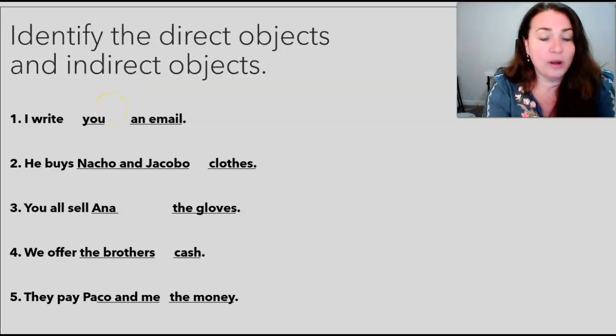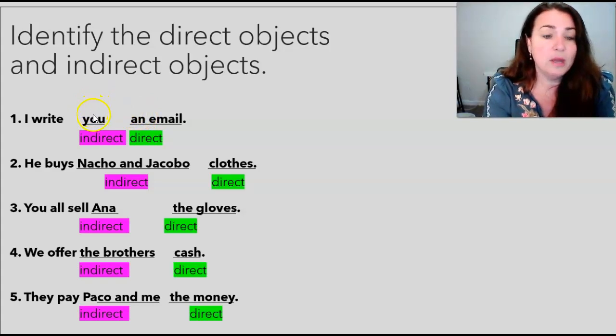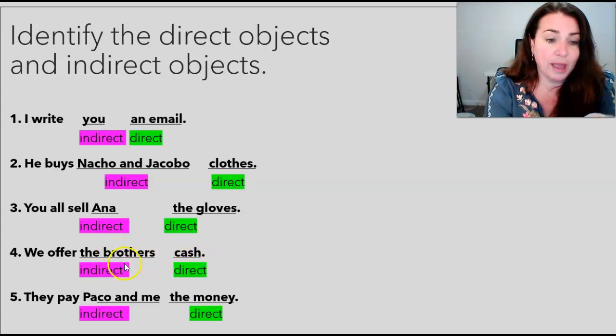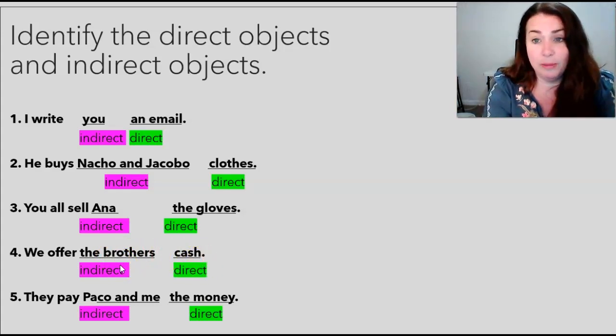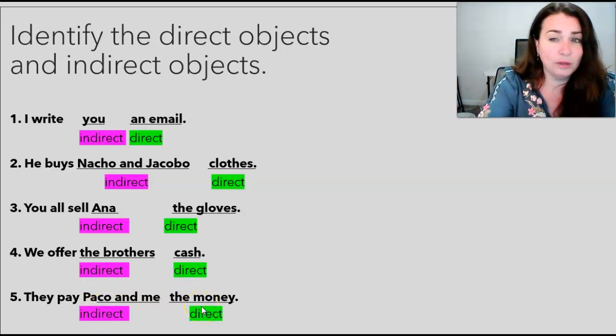He buys Nacho and Jacobo clothes. So let's look at this. What are we buying? We're buying clothes. That's direct. So now we've got people receiving benefit. That's indirect. We would be replacing these people. Let's look at the word order here. Everything that we're going to be replacing in this video, I've highlighted in purple so you can easily find them. You are receiving benefit. Nacho and Jacobo are receiving benefit. Anna is receiving benefit from the gloves. The brothers are receiving the benefit from the cash, or indirect, or it doesn't have to be benefit. It could be negative as well. So they pay Paco and me the money. So Paco is getting the money, and so he's indirect. The money is in your hand. That's the direct. It doesn't have to be in your hand, but you get the idea.